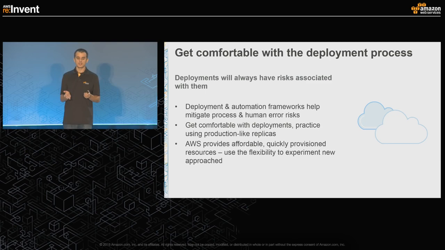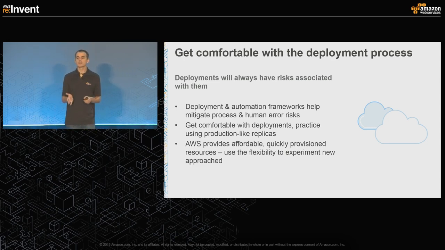So one of the things you want to do is use deployment and automation frameworks. They can help you mitigate process and human error risks. If you're deploying right now with a 20-step manual checklist that your developers, your operations staff has to go through to actually make sure that they hit all the spots for your application to be deployed, that's problematic because they can miss steps or there's misconfigurations that can happen. So anything that can be scripted and automatically deployed will mitigate a lot of your risks on that front.